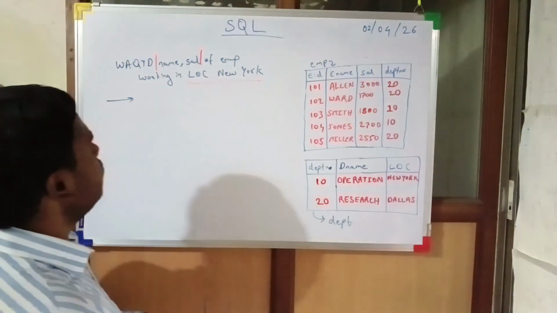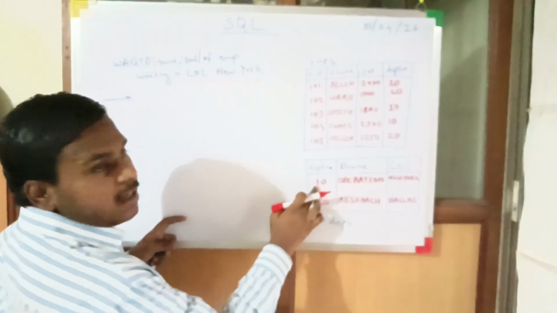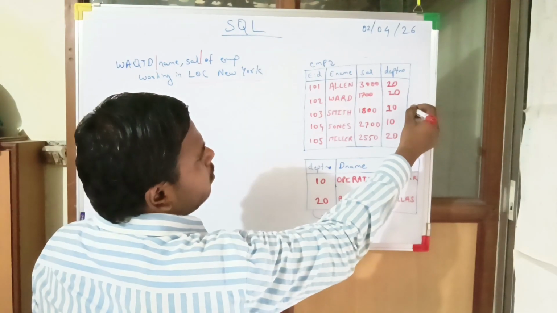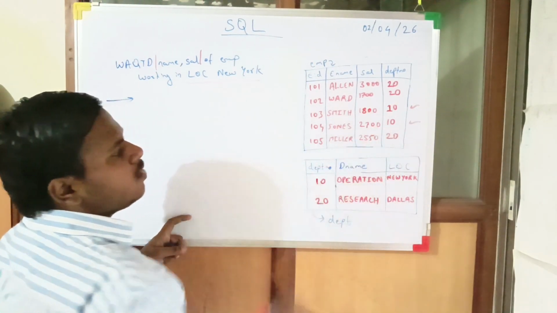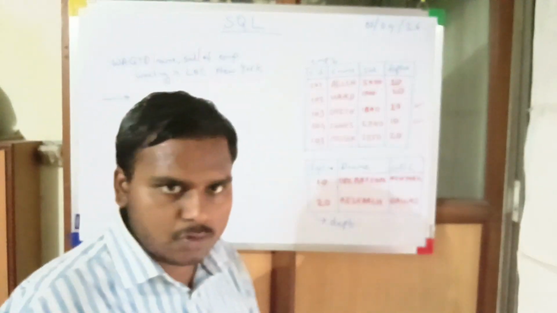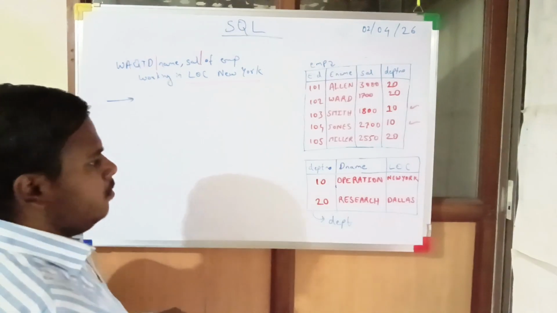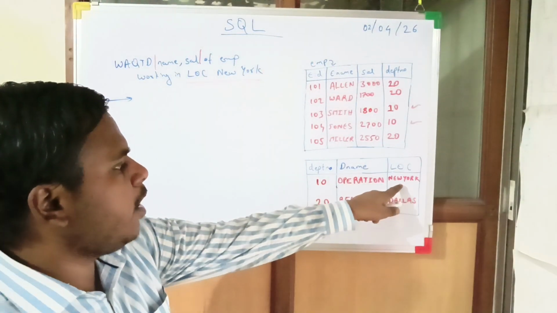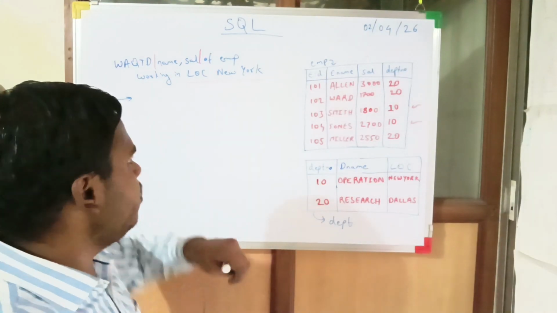See guys, by looking at the table, what will be the output? New York, department number 10. Department 10, which records will come? Third and fourth record. So Smith 1800, Jones 2700 will be displayed as an output. So now how it will go? Based on department number we are going. So what I need to know? I want to know the department number of New York location. Then only we can jump.